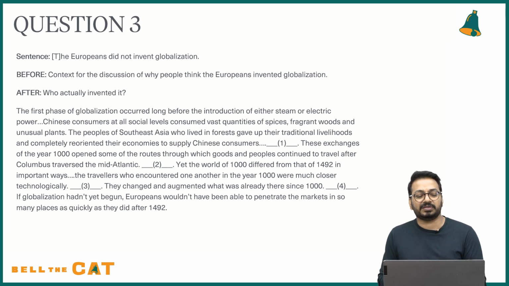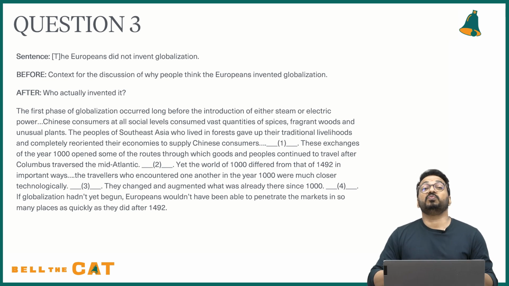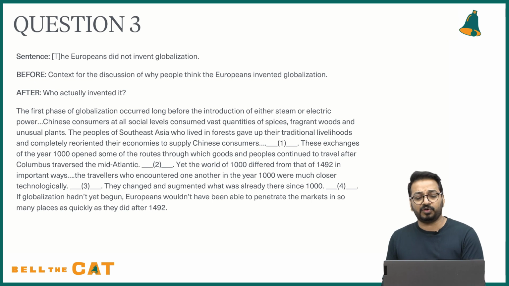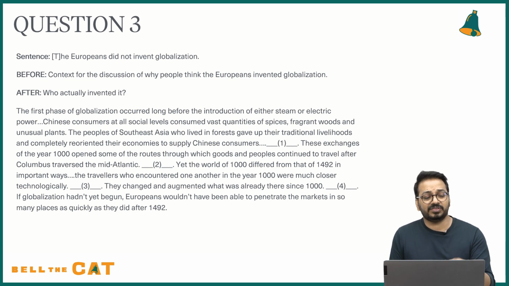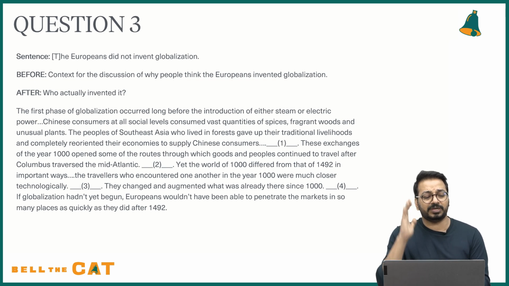These exchanges of the year 1000 opened some of the routes through which goods and people continued to travel after Columbus traversed the Mid-Atlantic. So this is giving the entire backstory as to why the Europeans did not invent globalization, to say that it was happening long before and that these exchanges opened some of the routes, right? So option 1 is definitely ruled out, because even if you try to fit it, the Europeans did not invent, because after that it would be these exchanges. These exchanges cannot refer to Europeans, it has to refer to the exchanges between Southeast Asia and China. So option 1 is ruled out.